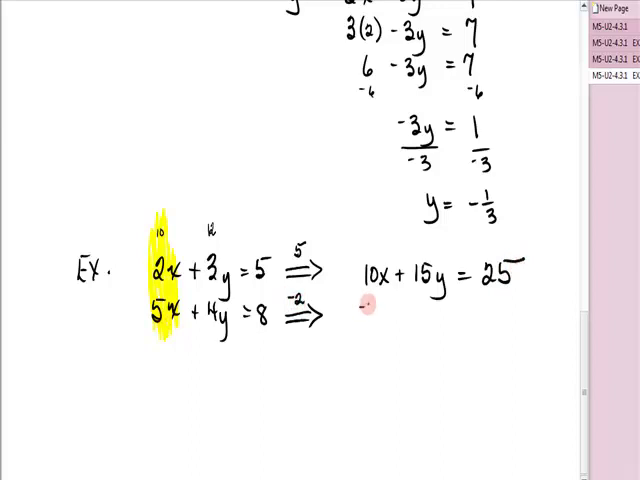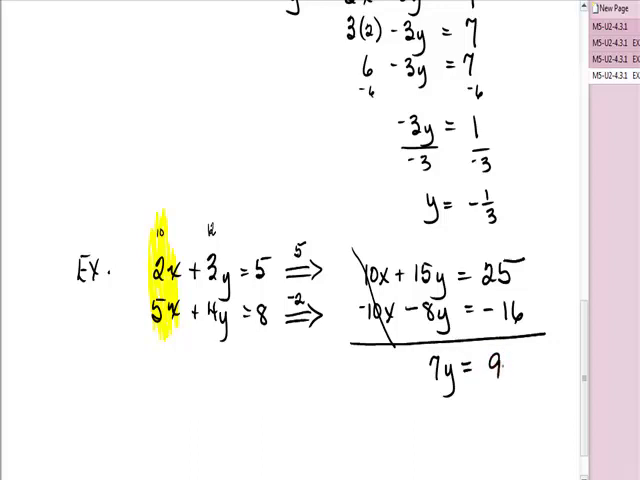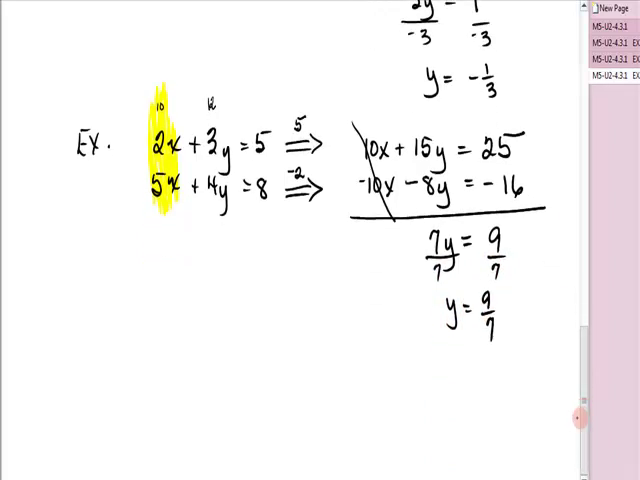Negative 2 times 5x is negative 10x. Negative 2 times 4y is negative 8y. And negative 2 times 8 is negative 16. Then I would add, those would go. I would have 7y is equal to 9. Divide by 7, and y is equal to 9/7. Now, this is just an example problem really just to illustrate what it's like when you have to multiply both equations by something.